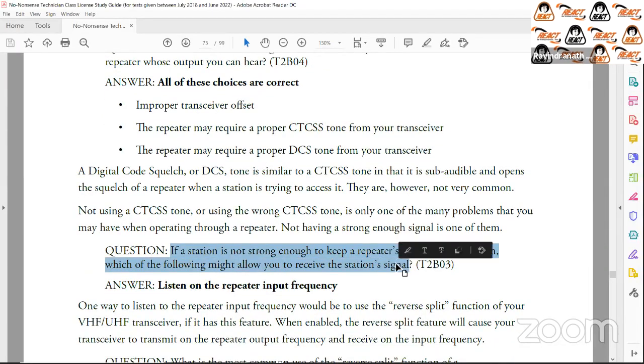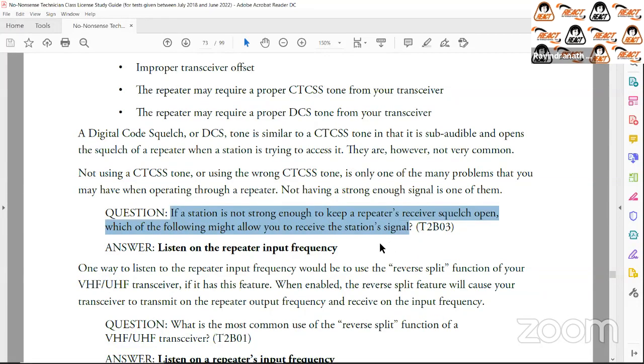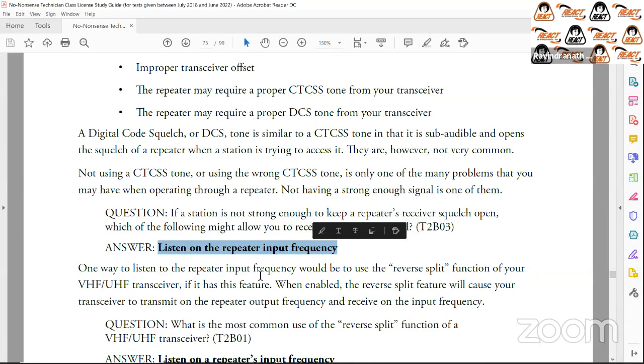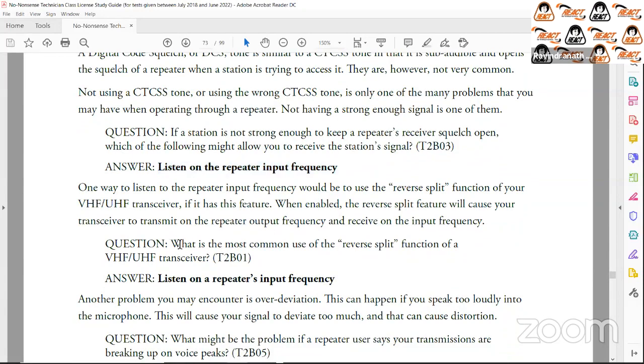Next question. If a station is not strong enough to keep a repeater's receiver squelch open, which of the following might allow you to receive the station signal? So we talked about this technique. Instead of trying to listen to them on the repeater, you try instead to listen on the repeater input frequency, which is also going to be their transmit, right? So you try to listen to them directly instead of through the repeater. If they're close to you, you might hear them. Again, we covered all of that during the theory session last week.